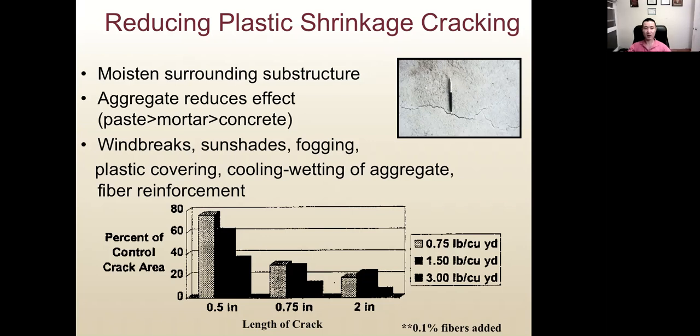We can also use fibers. Fibers cannot prevent concrete from shrinkage cracking, but they can reduce the size of cracks due to shrinkage. For example, here it shows how the volume percentage of fibers affects the size of the crack. As we can see, with an increased percentage of fibers, we can reduce the size of the crack.